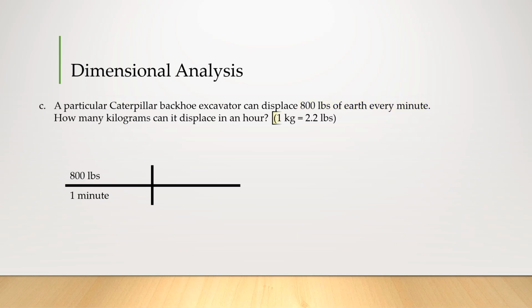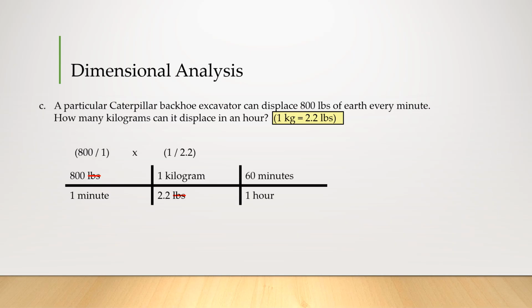If we convert to kilograms first, we'd multiply that 800 over 1 by 1 over 2.2. Our pounds will cancel out, and this product would be in kilograms per minute. We can then convert minutes into hours by multiplying by 60 over 1. In this case, the minutes above the line cancel against the corresponding minutes below it. Multiply these numbers out, and this Caterpillar can displace approximately 28,818.2 kilograms every hour.